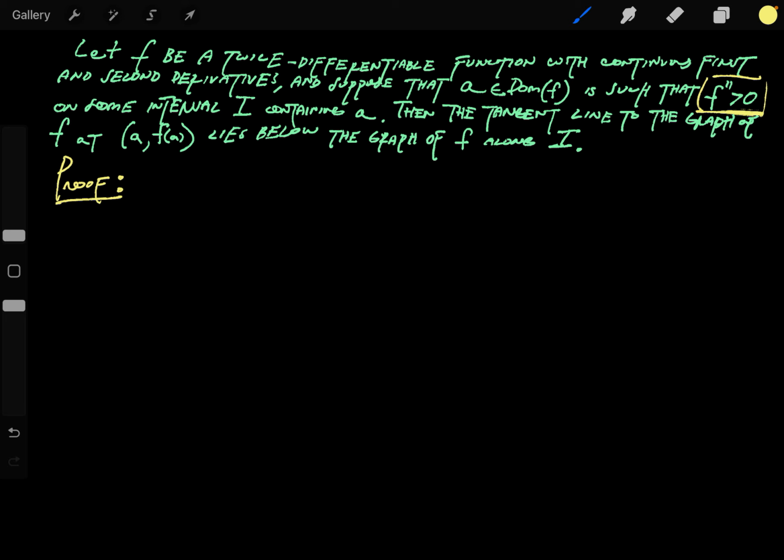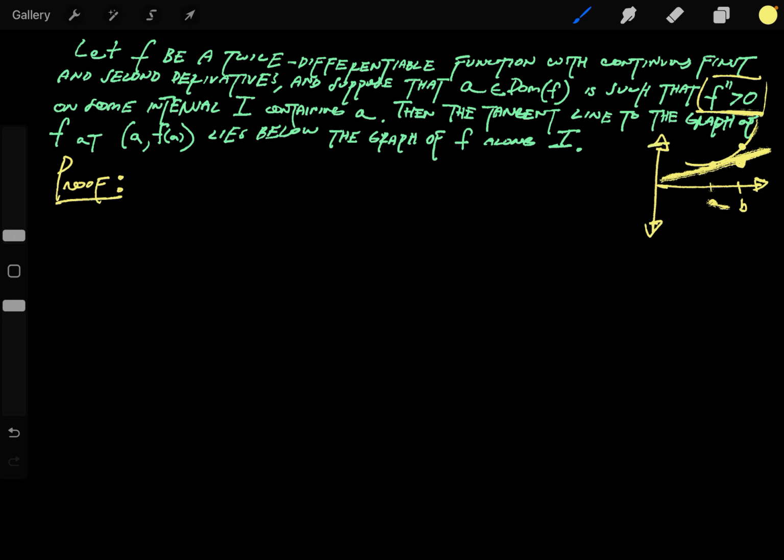So what does this look like? You have some curve, and the second derivative is positive, which means that it's concave up. And everywhere where it's concave up, if this is a, the tangent line at a lies completely below the graph. So if you have some other point b, the tangent line at b is less than the graph at that point there.